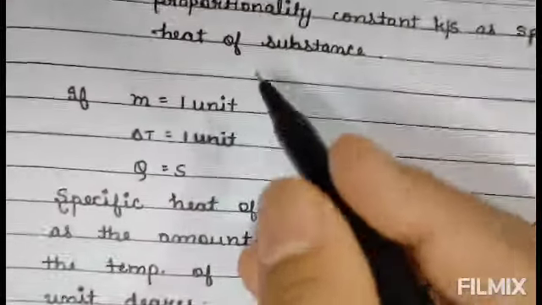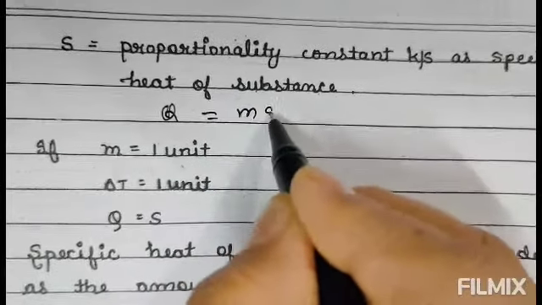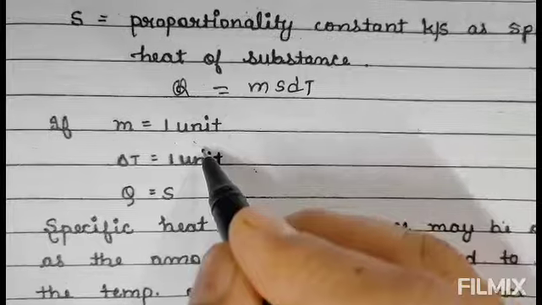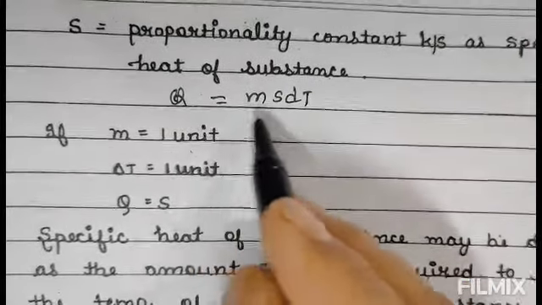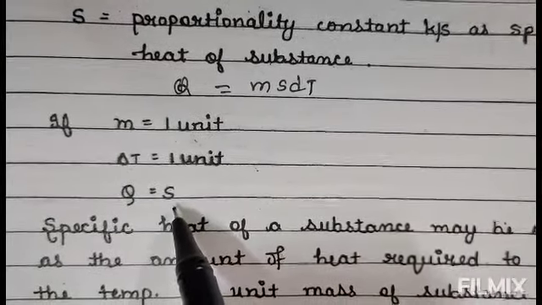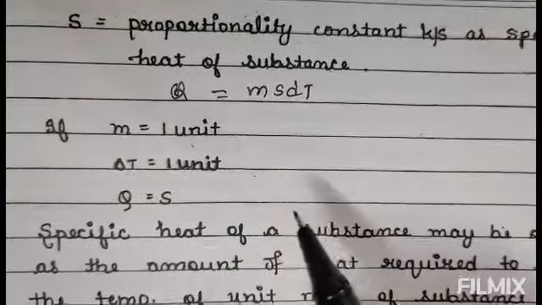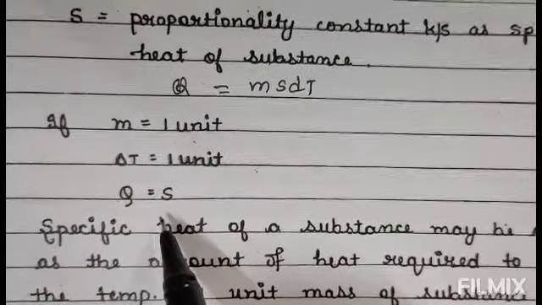Now we'll see here, suppose we take the formula that Q is equal to m s dt. Now if we take m as 1 unit and this dt or del t as 1 unit, that means Q will become s. So now we are in a position to define this specific heat. This S is the specific heat of a substance.